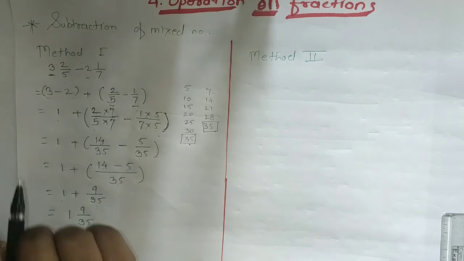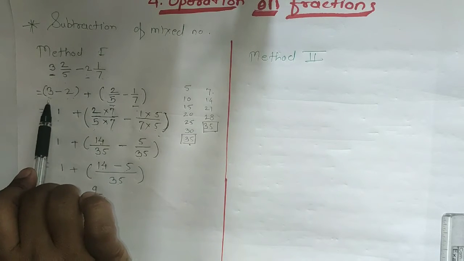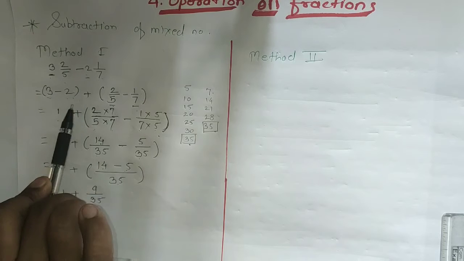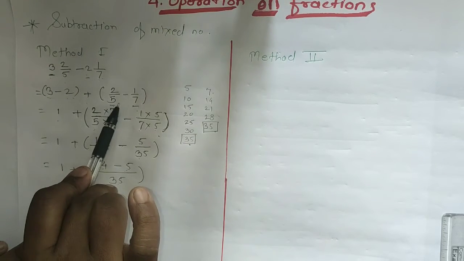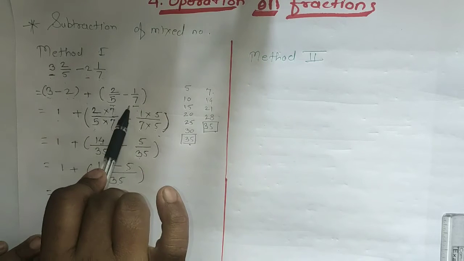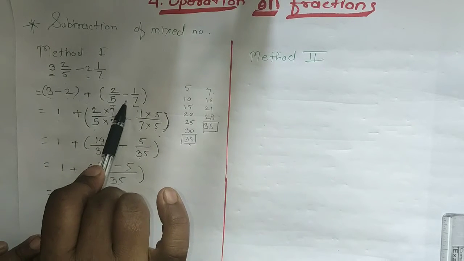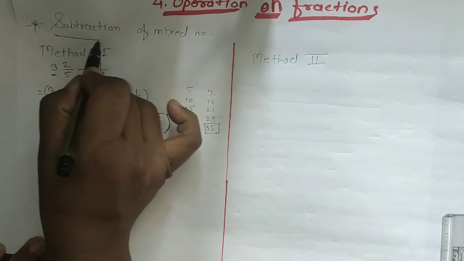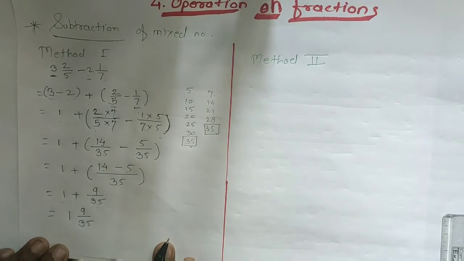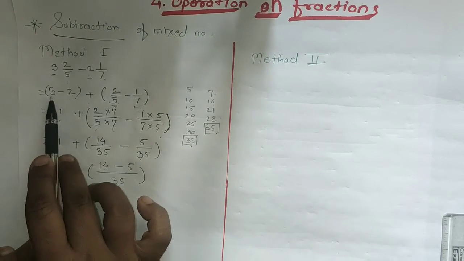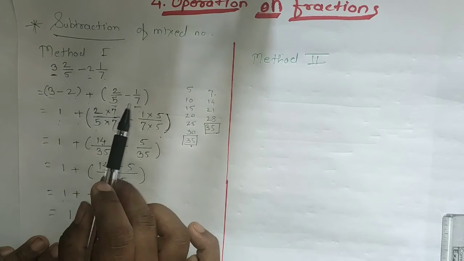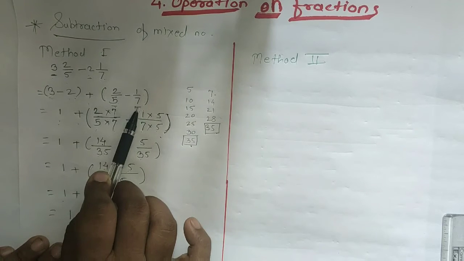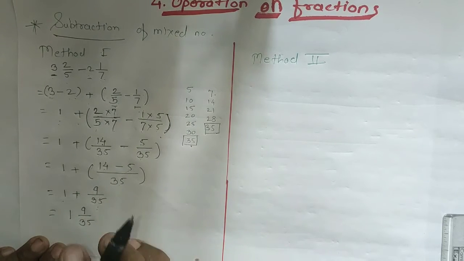In this method, first the integers we take in a bracket separately, and inside it we add. The fractions we take in another bracket, and for both we have to do the subtraction because we are learning the subtraction of a mixed number. After this, we have to subtract both, and here we have to make the denominator the same. If the denominators are the same, then only we can subtract the fractions, otherwise we can't subtract them.